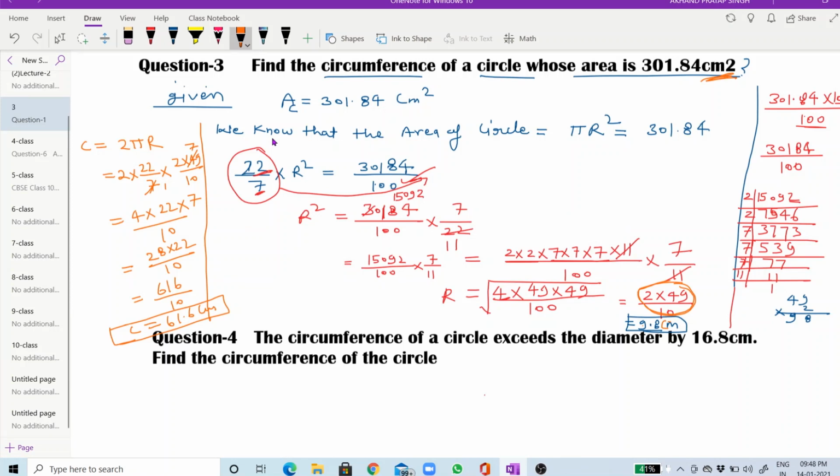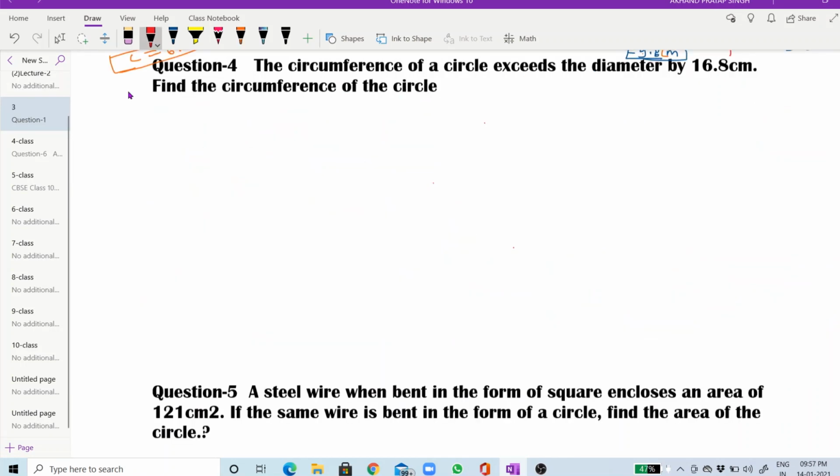Now the next one is question number 4. Question number 4. The circumference of a circle exceeds the diameter by 16.8 centimeter. Find the circumference of the circle. So here you have to find out the circumference. And what is given?